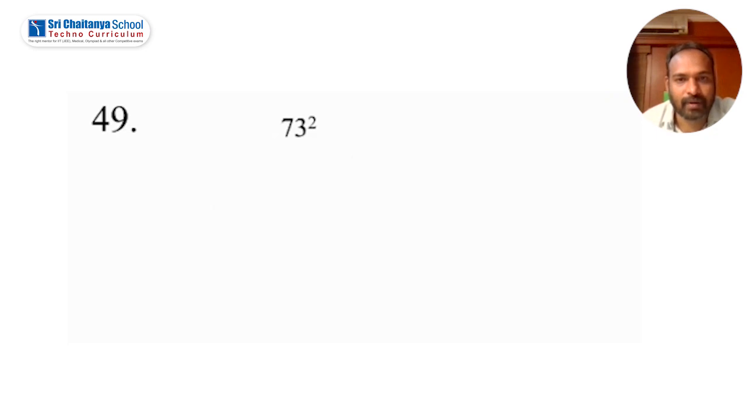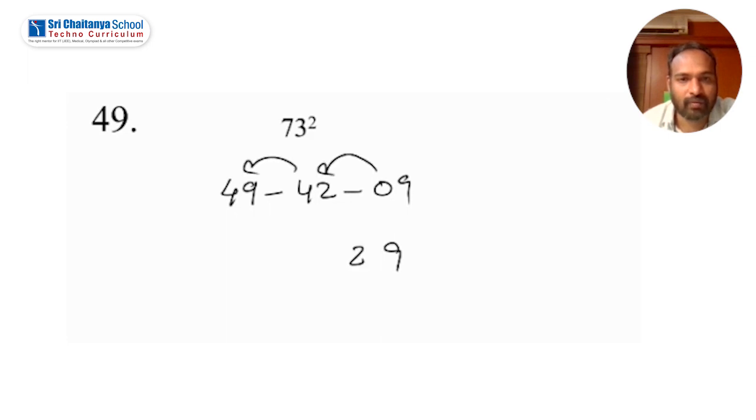73 square. First I have to write 7 square. What is the value of 7 square? 49. Then 2 into 7 into 3. What's the value? 42. Then 3 square, 9. Do the balancing. 9, 0 carry forward. Then 2, 4 carry forward. 49 plus 4, which is 53.